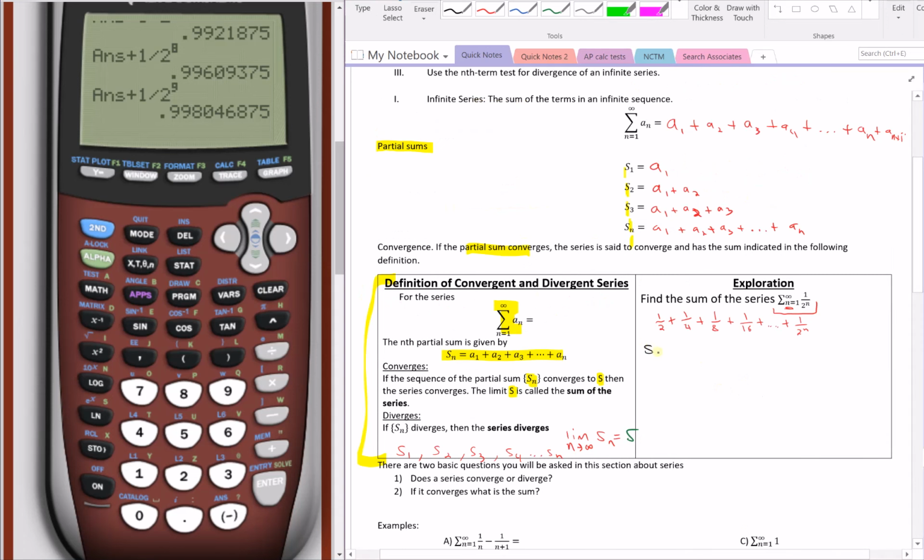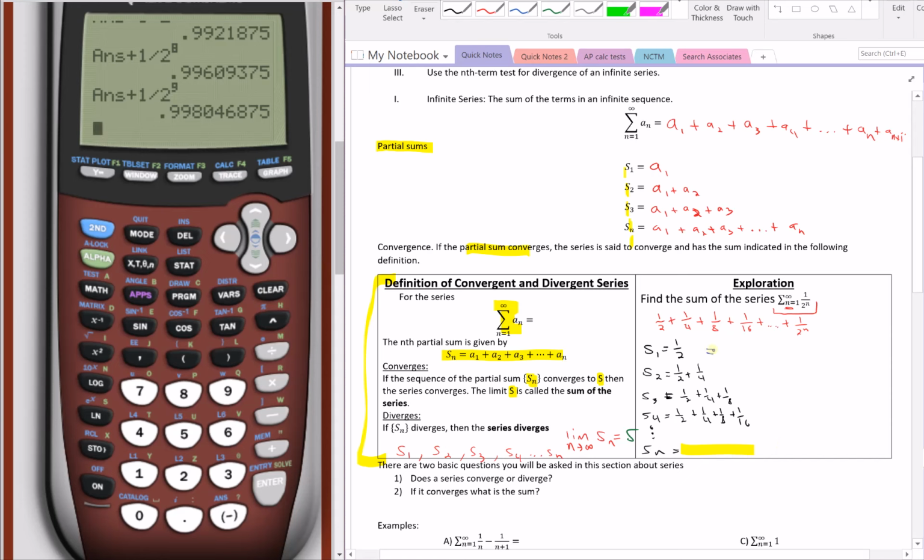The first partial sum is simply the first term. The second partial sum is the first term plus the second term. The third partial sum is the first plus the second plus the third. And the fourth partial sum is the same idea. And dot, dot, dot, I could keep doing that forever. We want the nth partial sum. It's really helpful if we can write an explicit formula that will give me the actual sum. So let's look at these numbers.